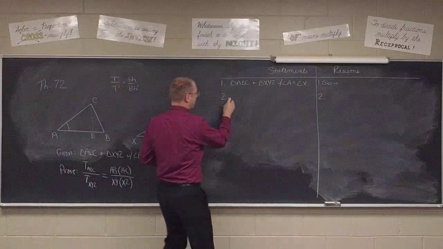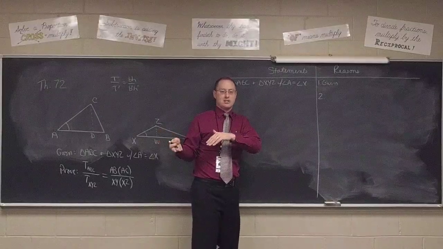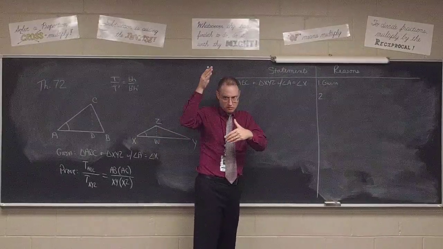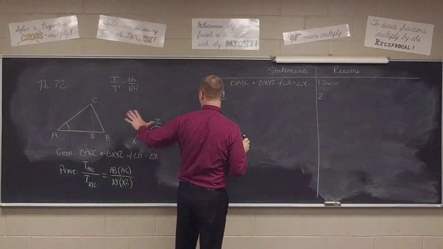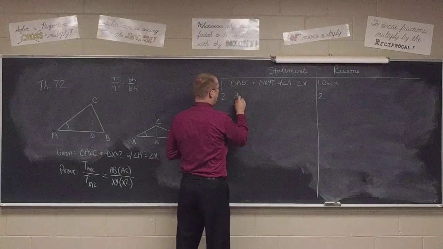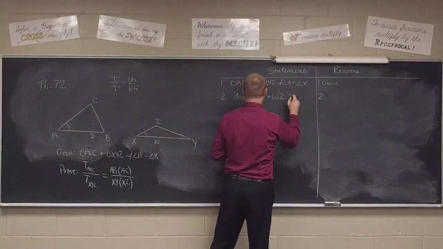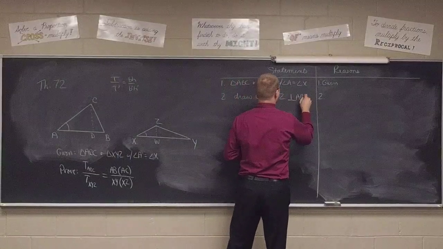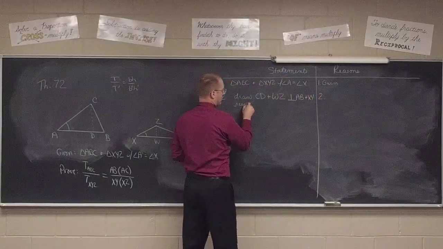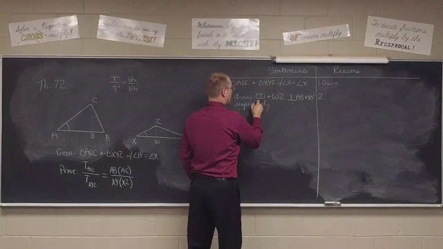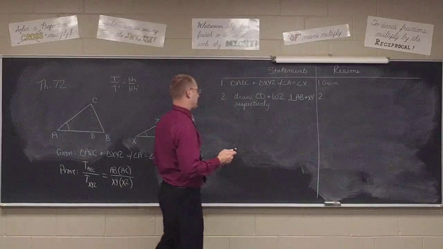Number 2, now we can't call them altitudes necessarily, but an altitude means, class, a line drawn from the vertex angle to the line, perpendicular. So let's draw perpendiculars, and we'll call them altitudes in a moment. Draw CD and WZ perpendicular to AB and XY respectively.